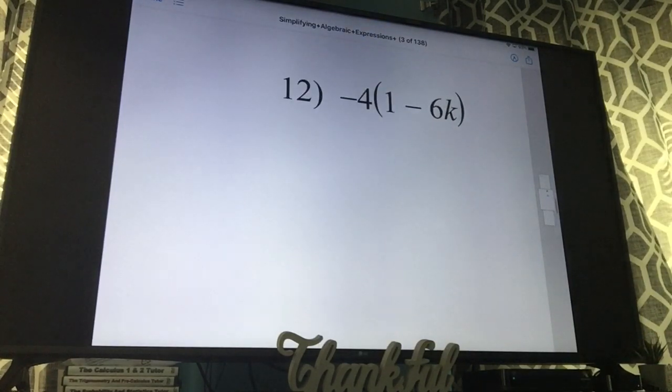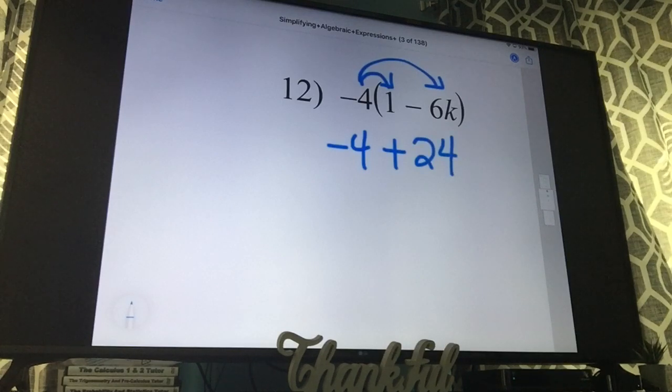Okay, 12. Okay, we see parentheses. Parentheses means multiply, and it really means distribute. So you got to go boom, boom. Negative 4 times 1 is going to give you negative 4. And then I got negative 4 times negative 6k. Well, negative times a negative is going to be positive, and 4 times 6 is 24.